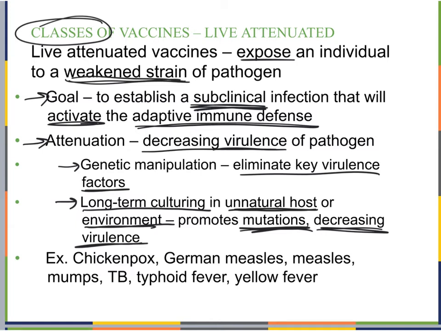So some examples of our live attenuated vaccines are chickenpox. They're live pathogens, but they've been attenuated. Same thing with German measles, regular measles, mumps, TB, typhoid fever, and yellow fever. So all of these are examples of our live attenuated vaccines.